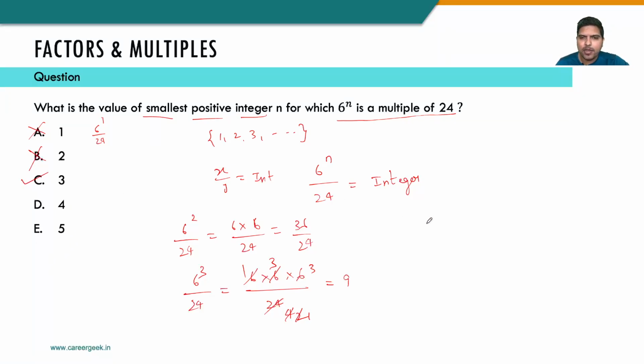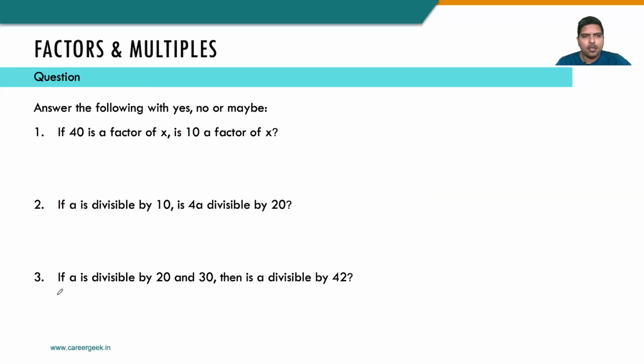Now if 3 satisfies, 4 will also satisfy, definitely, and 5 will also satisfy. But they're asking for the smallest positive integer. We don't want all integers, we want the smallest. So the smallest will be 3. And one last.